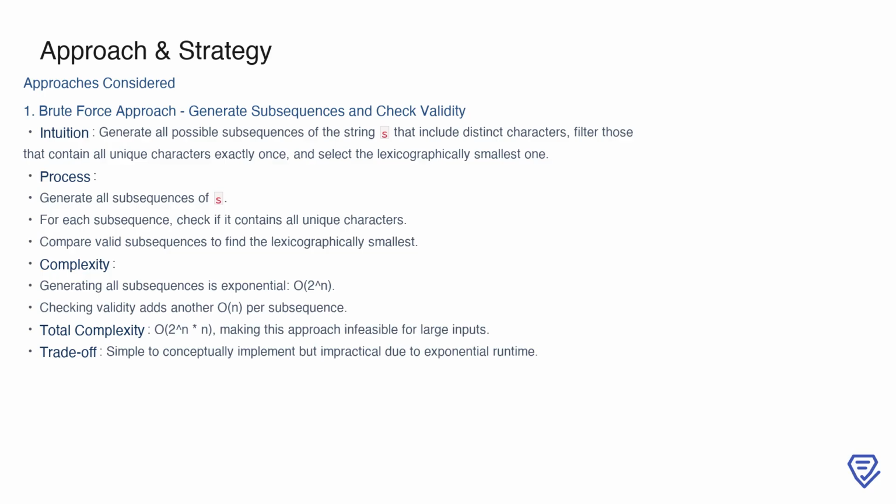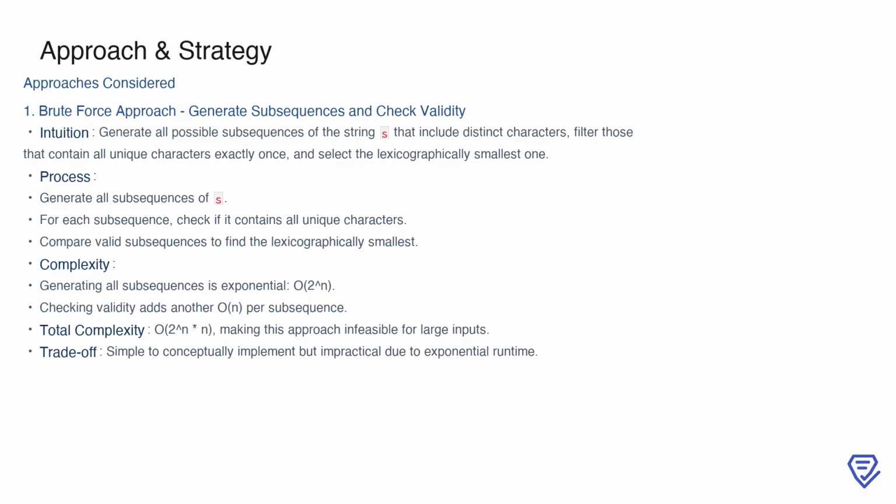When tackling the problem of finding the smallest subsequence of distinct characters, the brute force approach provides an intuitive starting point. The idea here is to generate all possible subsequences of the input string S, and then filter those subsequences to include only the ones that contain all unique characters exactly once. From this filtered set, we select the lexicographically smallest option.